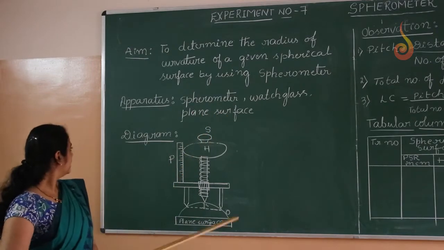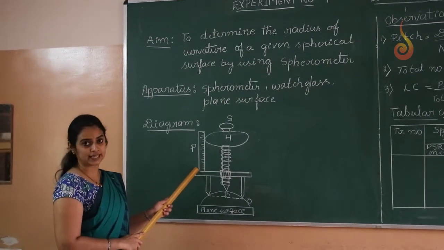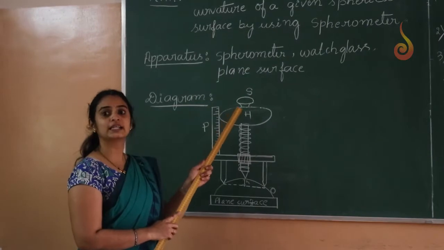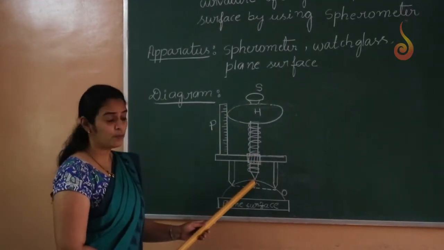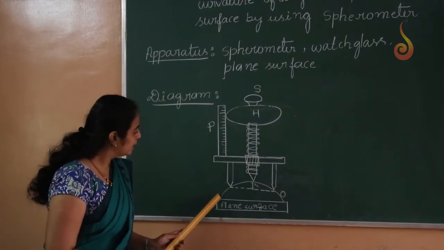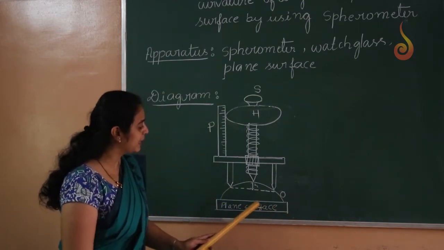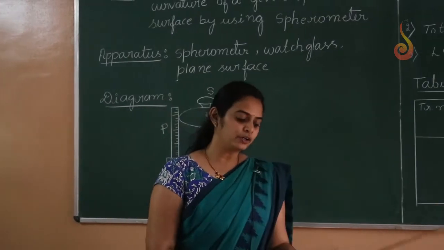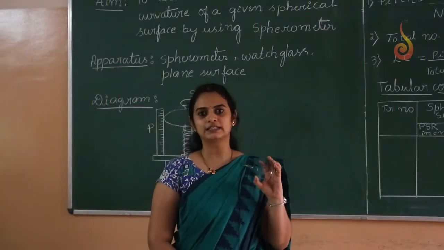Here is the diagram part. It consists of vertical pitch scale and this one is head scale, or it is also called as circular scale, and this one is the screw, and these are the legs of the spirometer, and here you can observe the spherical surface and this one is the plane surface. So mainly in this experiment we are going to find out the radius of curvature of this spherical surface.